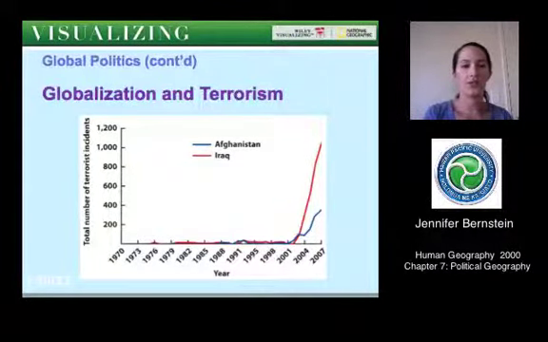Here's a graphic that shows terrorism in Afghanistan and Iraq. The Taliban has been responsible for the bulk of attacks in Afghanistan, while Al-Qaeda and their affiliates are responsible for the bulk of attacks in Iraq. What they do is target government facilities and personnel, also coalition and foreign workers in both places.